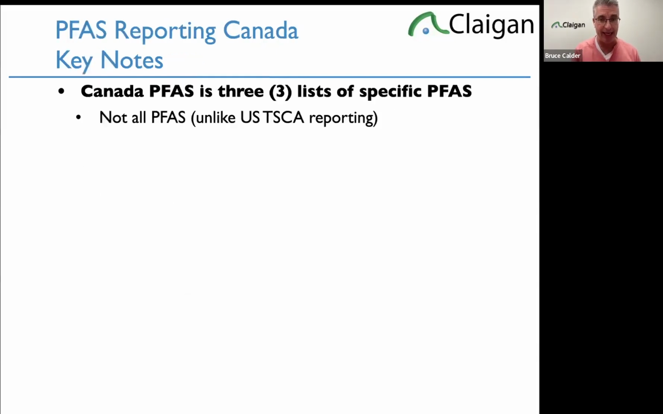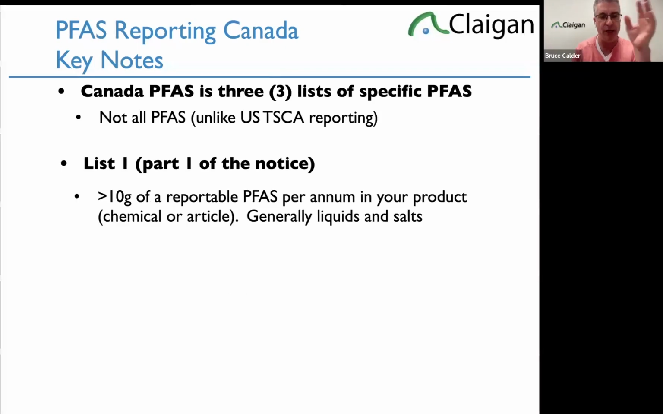So Canada, again, has 3 lists of specific PFAS. It's not all PFAS. It's unlike the US TSCA report. List 1, part 1, is you have to report if you have over 10 grams of reportable PFAS in list 1, and they're mostly liquids and salts. They're mostly like what used to be in cosmetics until 2021. It still is a little bit, and certain lubricants. And those have a 10-gram reporting limit.